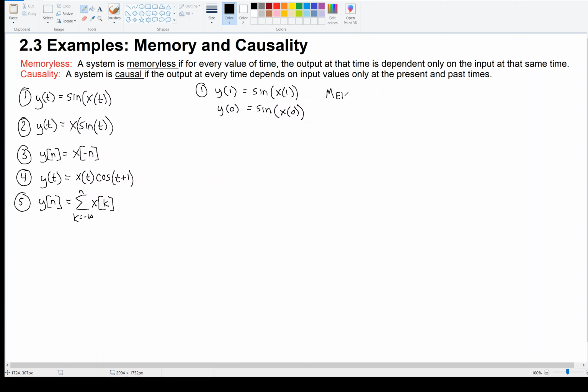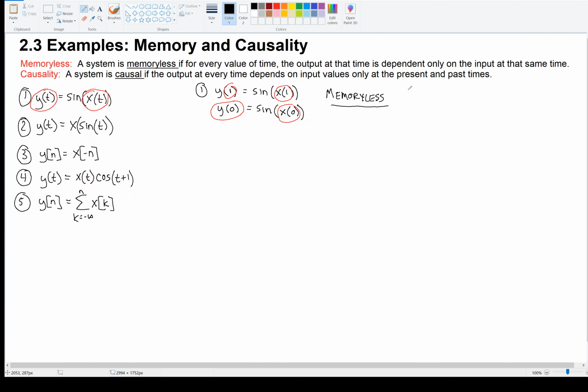And I just want to call your attention to this again. We said something like this in the last video. This has to be true for every value of time. So notice I have a 1 here, and all I need is the x of 1. And I have y of 0, and all I need is x of 0. So for any y of t, all I need is x of t. For every value of time, that's going to be true.